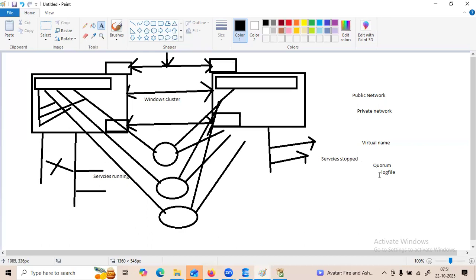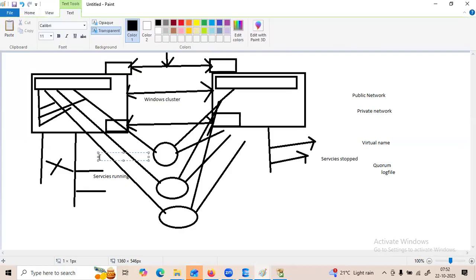Based on this quorum log file, the other computer will take the ownership of the resources. Whenever a failure happens, the disks take the ownership using the quorum log file. This quorum log file records all the active node information. If it fails over to another node, the changes we have are given to that node, and once given, the resources will take the owner.